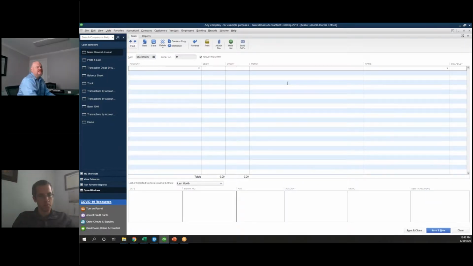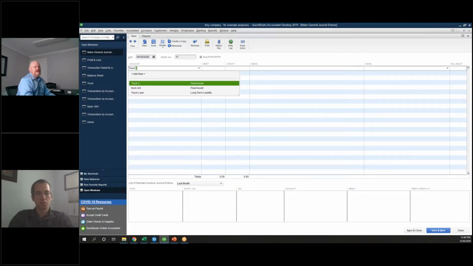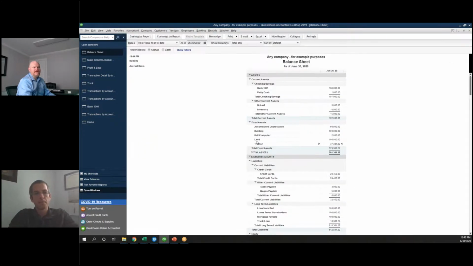So if I was going to make a truck payment, truck payment 2 has the balance on it. I'd say, okay, truck payment 2 is $700. $600 is the reduction in my truck payment 2. If I go back to my balance sheet, that's, see, look at me blowing it. I would have put it in the wrong place. That is not right.